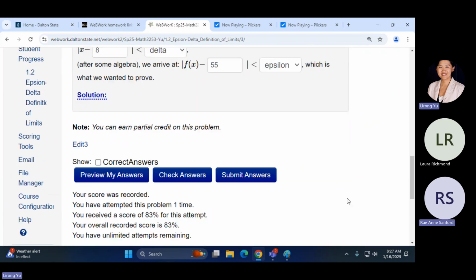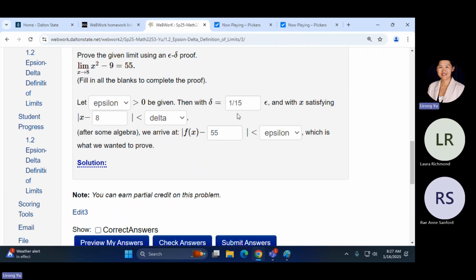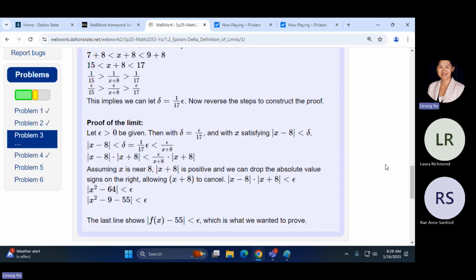No. So there's 1, 2, 3, there's 6. That means one of the answers is wrong. We get partial credit for all the other ones. This one's still not right. Let me show you the solution given by Weber. I feel like I didn't relax the condition enough.